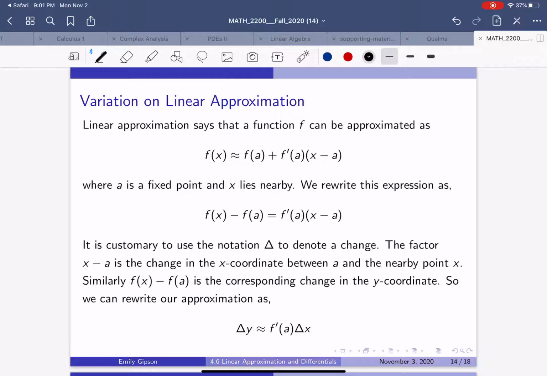We rewrite this expression as f of x minus f of a equals f prime of a times x minus a. It's customary to use the Greek uppercase delta to denote a change. The factor x minus a is the change in the x-coordinate between a and the nearby point x. Similarly, f of x minus f of a is the corresponding change in the y-coordinate, so we can rewrite our approximation as delta y is approximately equal to f prime of a times delta x.